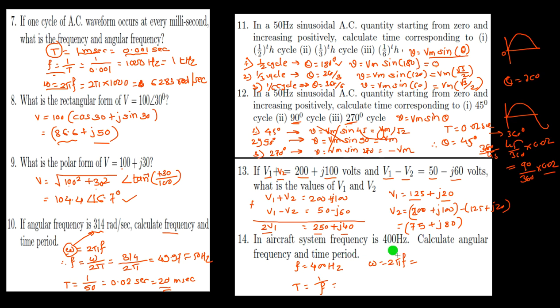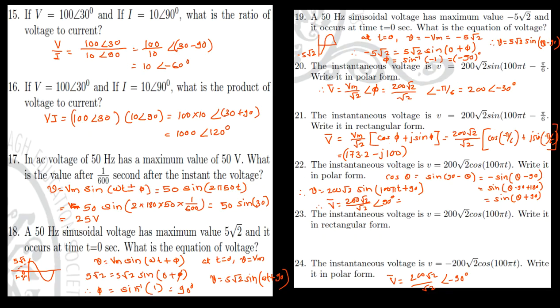An aircraft system has a frequency of 400 hertz. Calculate the angular frequency and time period. So angular frequency is equal to 2 pi f. Substitute f is equal to 400, and time period is equal to 1 upon f, that is 1 upon 400. In this way you can calculate the angular frequency and the time period.